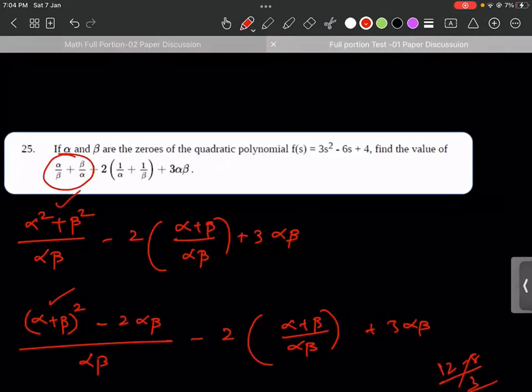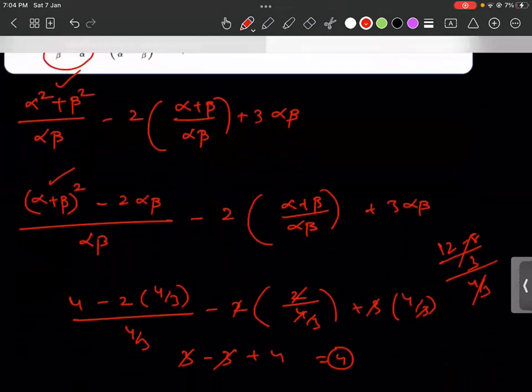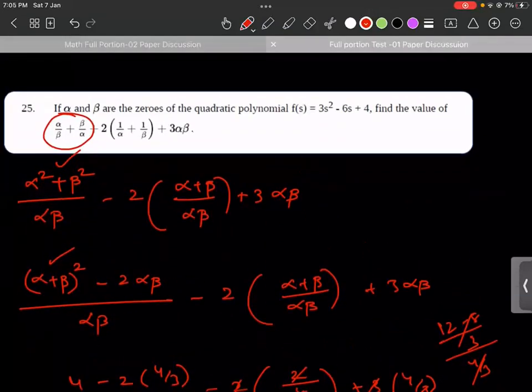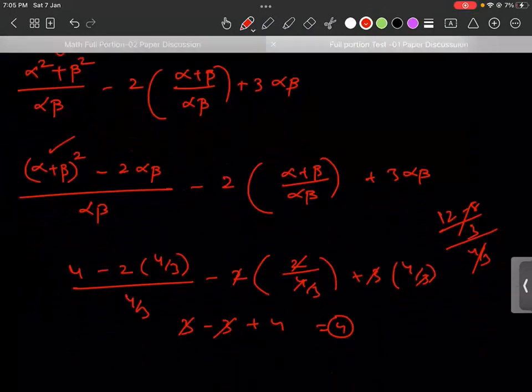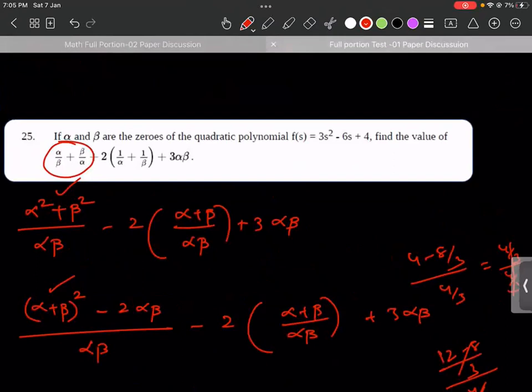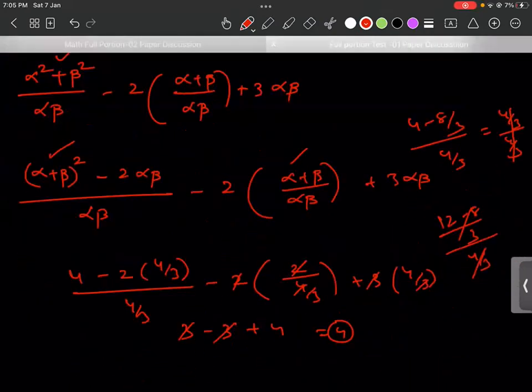Alpha square plus beta square, alpha plus beta the whole square minus 2 alpha beta, divided by alpha beta. So alpha plus beta the whole square is 4. Correct? You also check along with me. So 4 minus 2 into alpha beta is 4 by 3. I'll change it. So 4. So 12 minus 8 by 3 is 4 by 3, by 4 by 3. This and this will get cancelled. Minus 2 into alpha plus beta is 2, divided by alpha beta is 4 by 3. So 2 into 2 is 4. This will get cancelled. So 3 will become, so plus 4. 4 should be the answer.